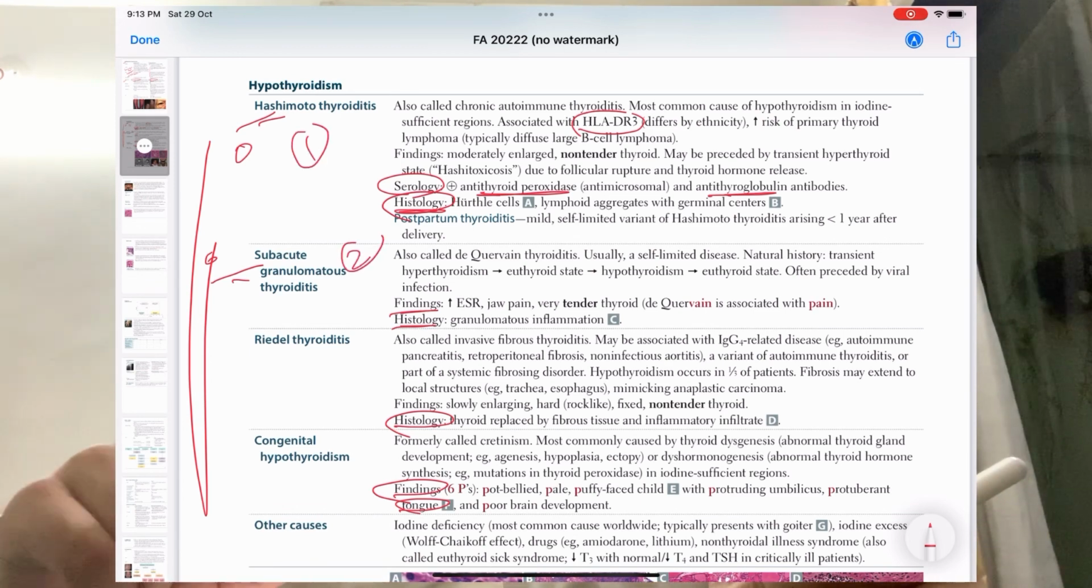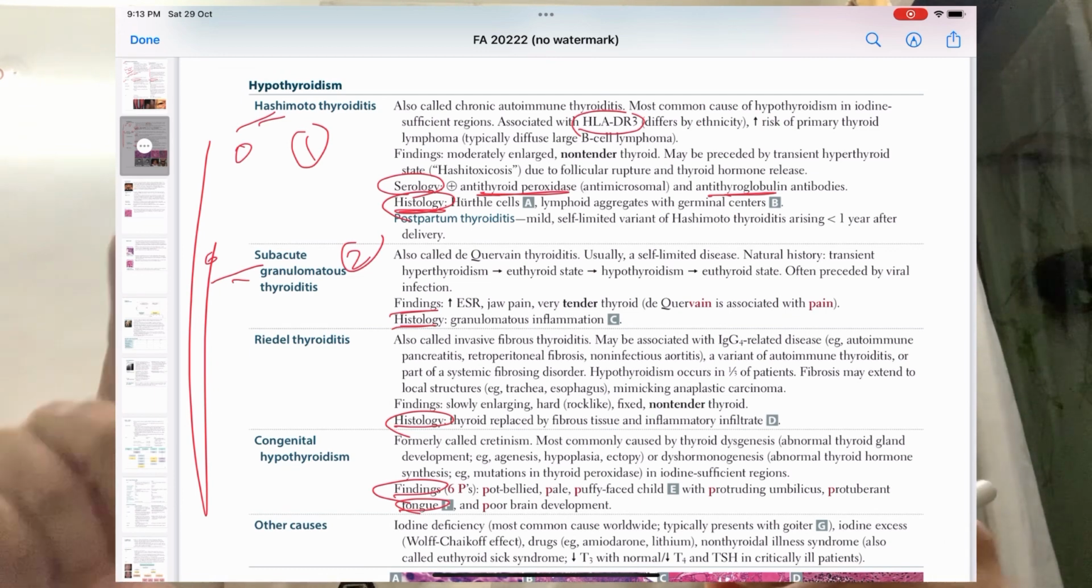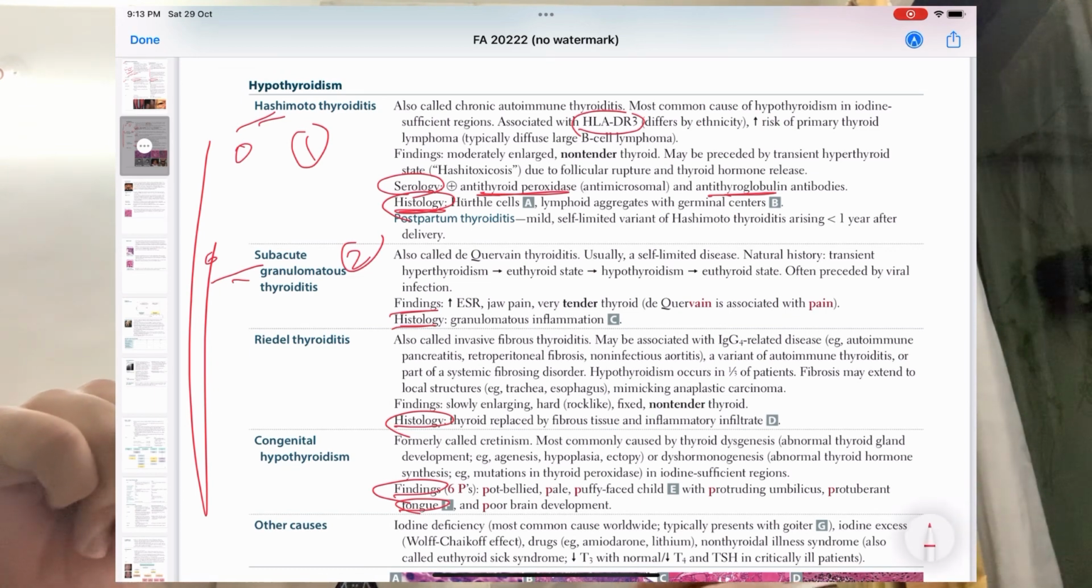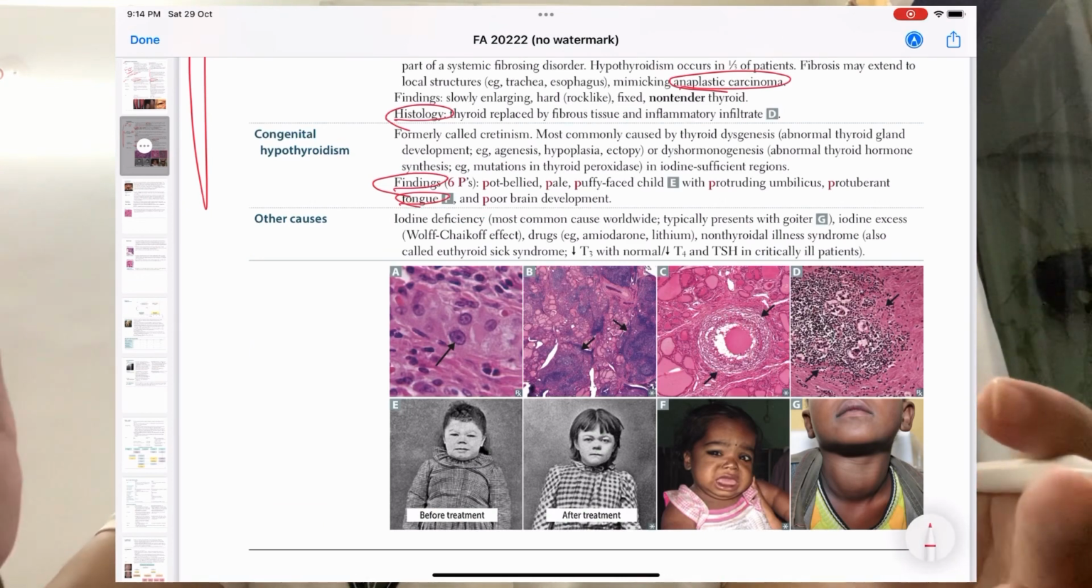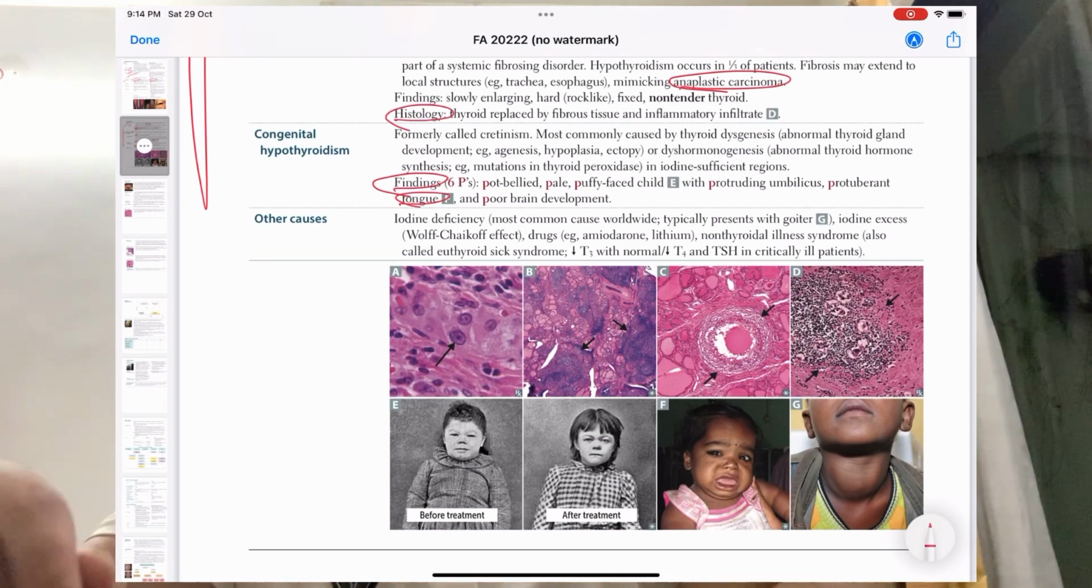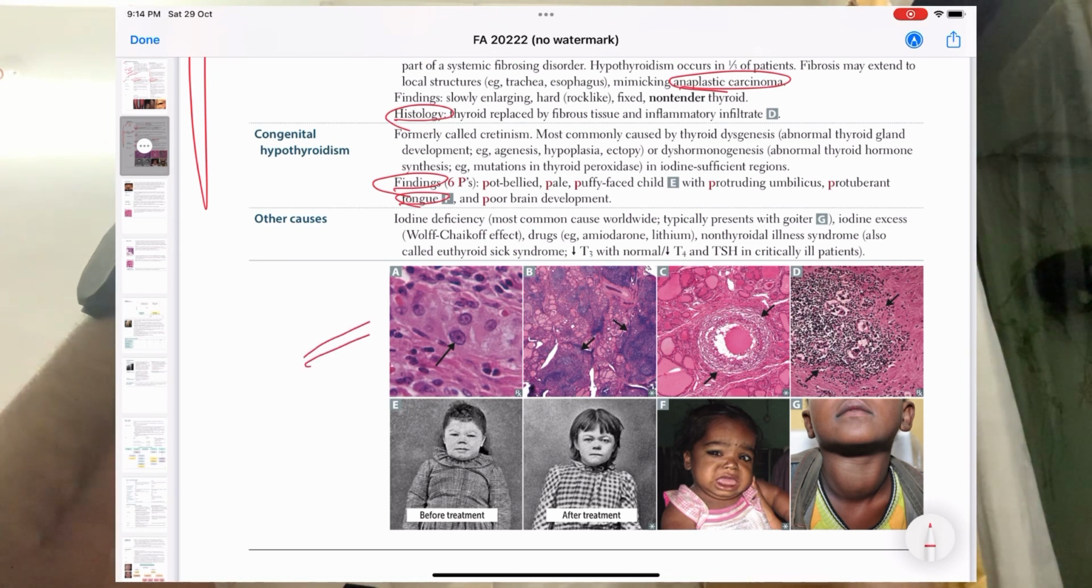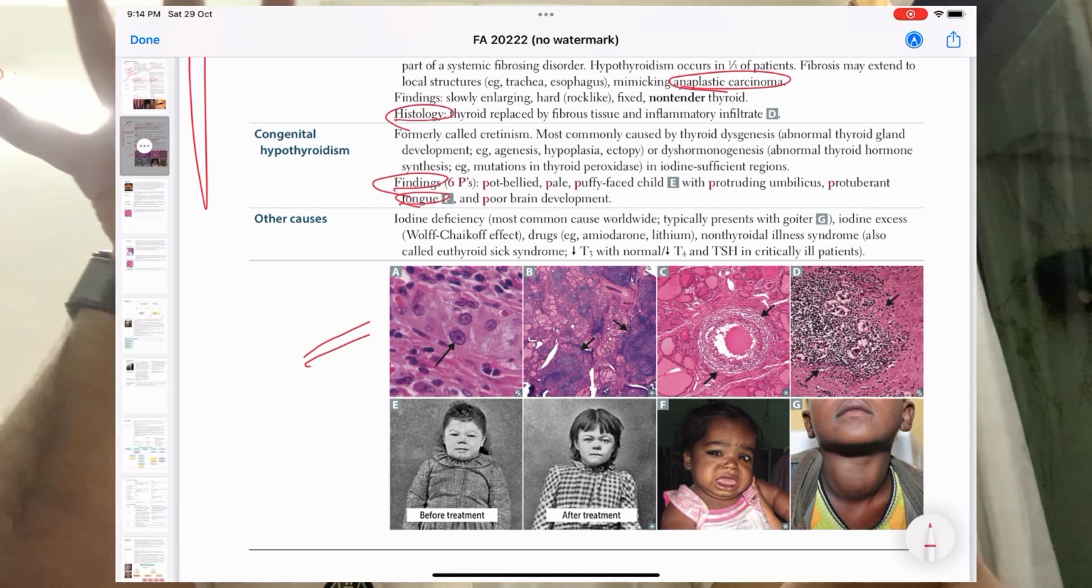In the rest, histology and findings are very important. One important thing in Riedel thyroiditis is you should be able to identify it from anaplastic carcinoma of the thyroid gland. Make sure you read each and everything. As I told you, histology is very important. So all the images, I request everyone to fix the images in the brain, what you are seeing in each and every thyroid condition. That's all for thyroiditis.